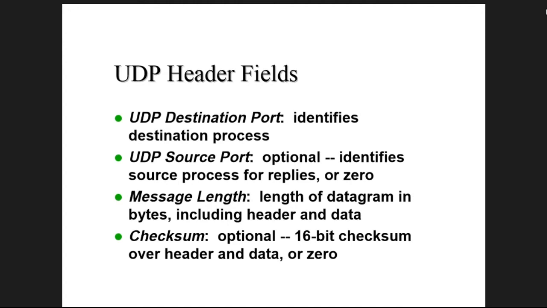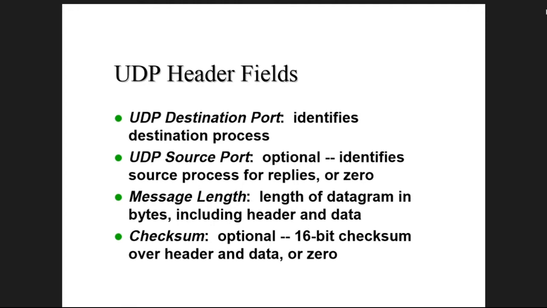So UDP destination port identifies the destination process, and UDP source port is optional. This identifies the source process for replies, or it can be 0. It can be 0 because the source port is an optional field. If you are not mentioning the source port, then it is 0.